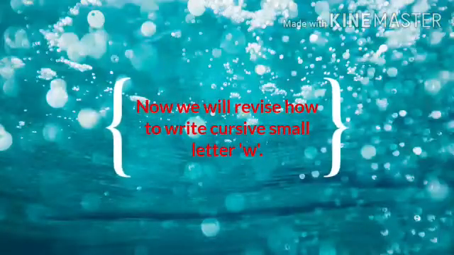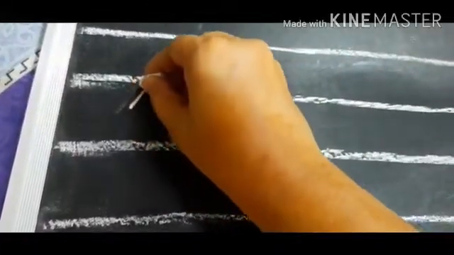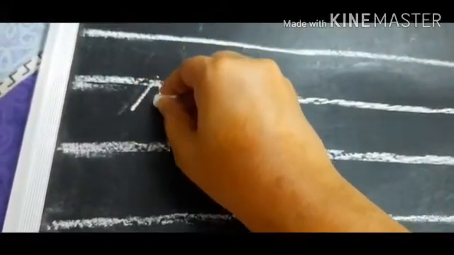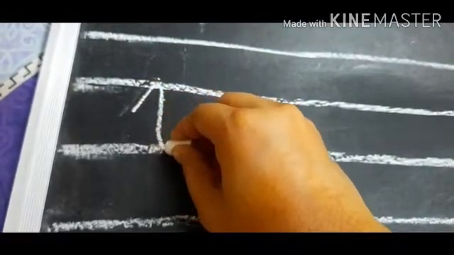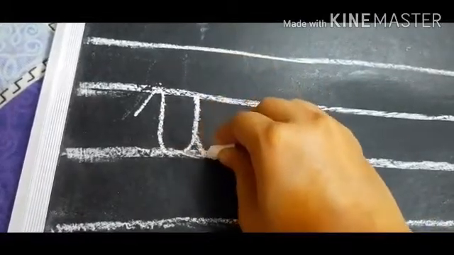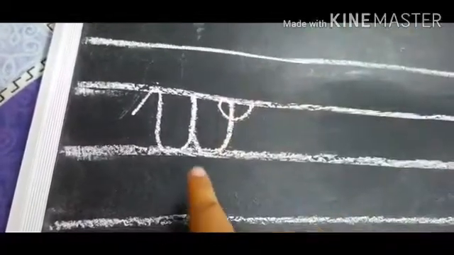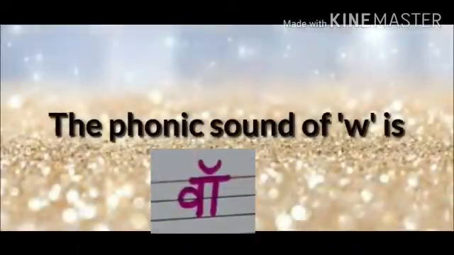Now we will revise how to write cursive small letter W. To make cursive W, we will begin from the middle of second and third line. From here, we will make a small slanting line. Again, take a small turn. Come down. Make a curve. Go up. Come down, again make a curve, go up, and then take a turn. Cursive W. The phonic sound of W is W.